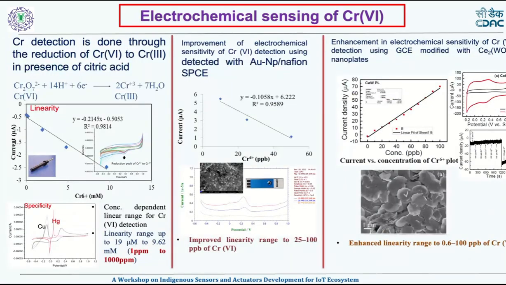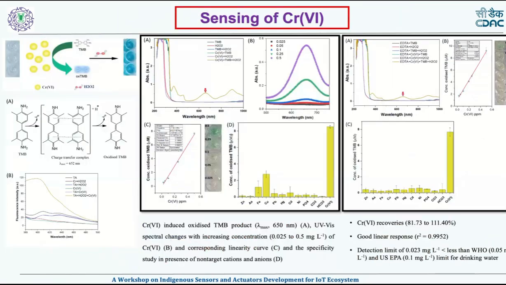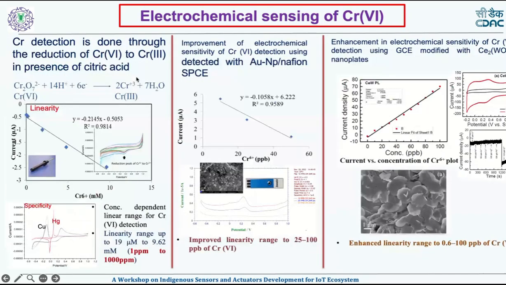Next, we have also used some electrochemical sensors. Previously we used colorimetric sensors where you can develop some color, and here we developed an electrochemical sensor, especially in collaboration with CDAC Kolkata, and IIT Kharagpur also helped us develop some of the mechanism. This is under a project funded by ICAR NSF. We can see that the reduction of chromium 6 to chromium 3 can also give an electrochemical signal, and using this signal we can also detect chromium.